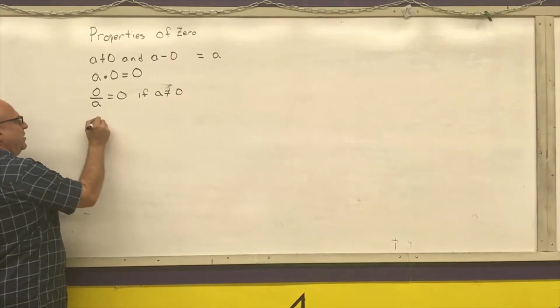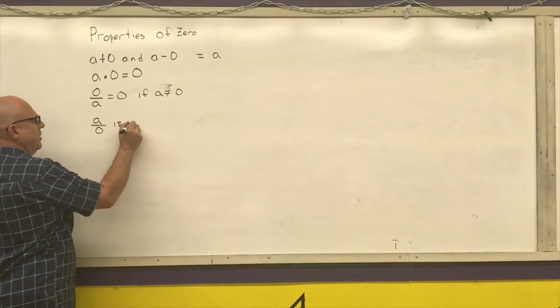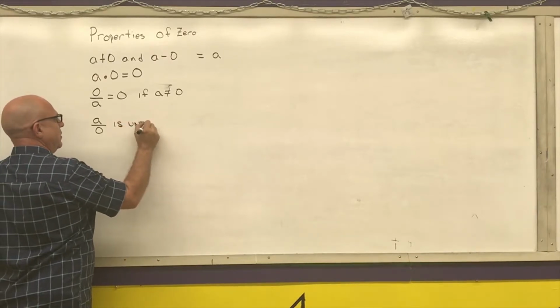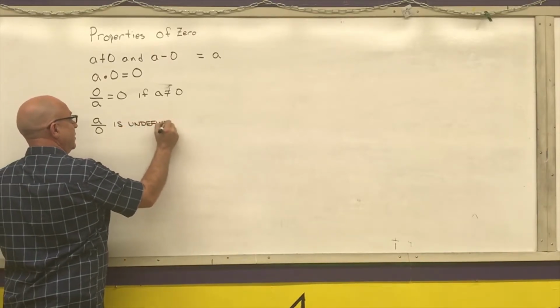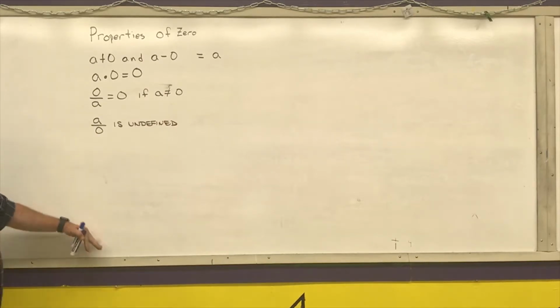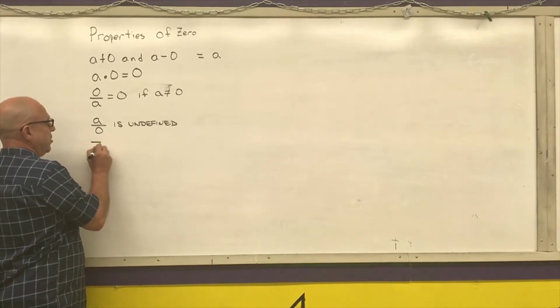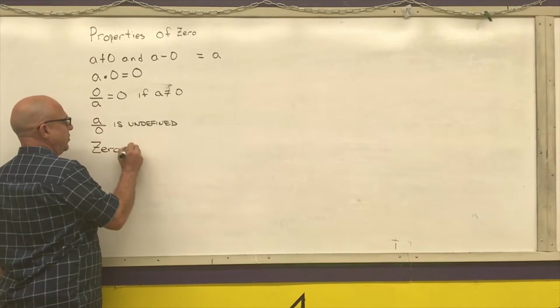And the last one, well, next to last one, A over 0 is undefined. You are not allowed to divide by 0. That's one of our primary rules. And the last one, I'm going to give it a name. It is called the zero product property.